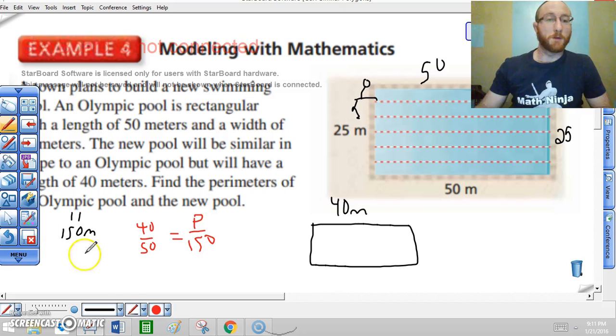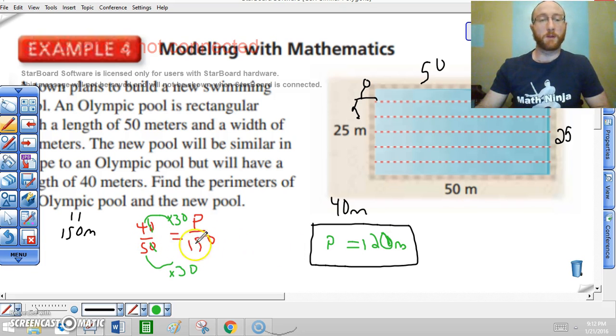Again, what I'm going to do is simplify. I'm going to divide both of these by 10. So divide by 10, you get 4/5. So 5 times 30 will get me 150. So 4 times 30 will get me my new perimeter. This perimeter equals 120 meters. And again, this is much faster than doing 40 times 150 and doing that long division. So be clever with your work.